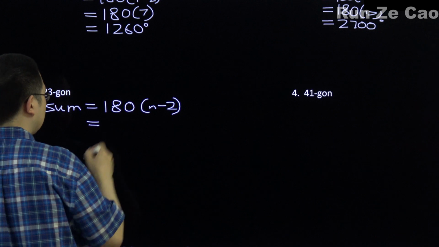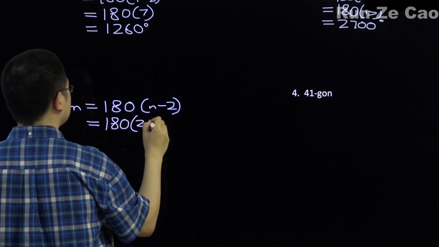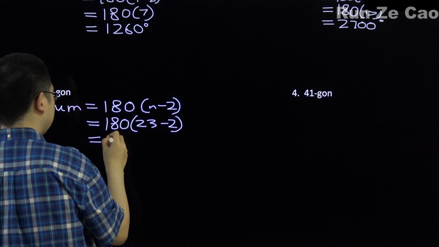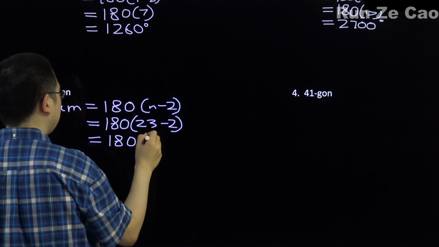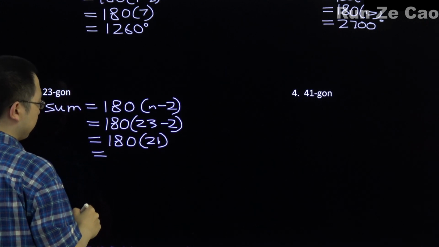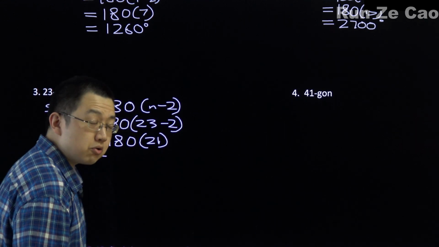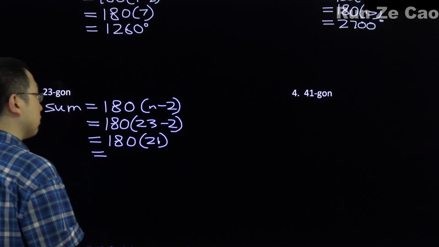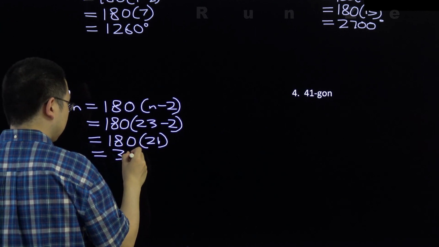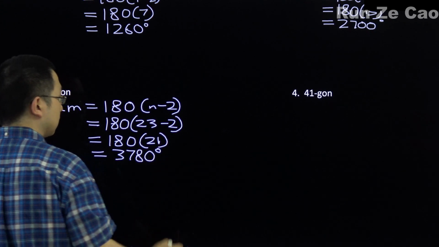So, you end up with 180 times 23 minus 2. Substitution step is usually not abbreviated away. So 180 times 21. What's 180 times 20? Well, it's 180 times 2. Oh, it's 360. Times 20, 3,600. Okay, and 3,600 plus 180, so 3,780 degrees.